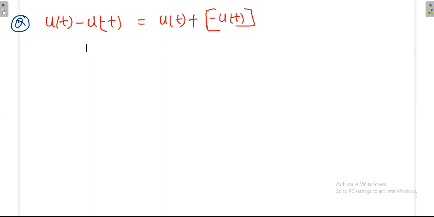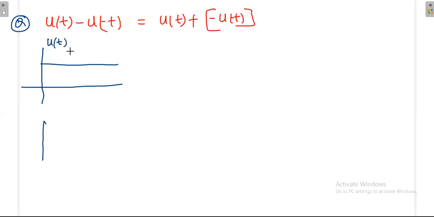Now if this is your u of t, then what will be your u of minus t? Your u of minus t will go in this direction. Then from diagram 1 you have to subtract diagram 2. So now the minus operation is there.